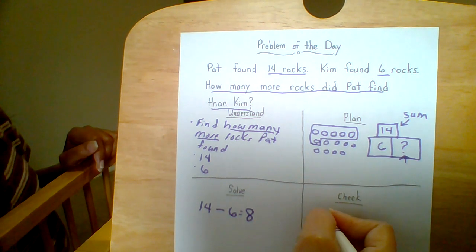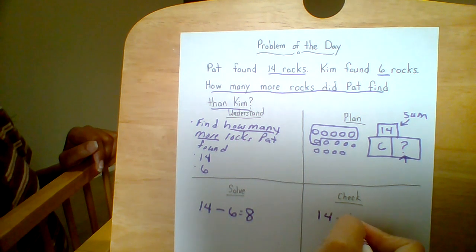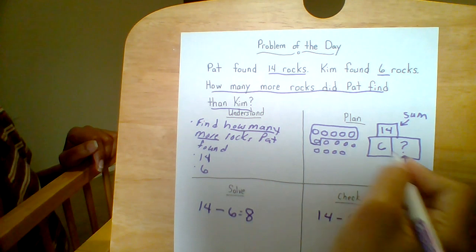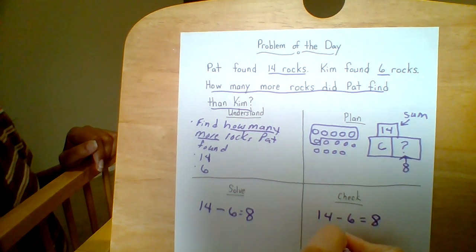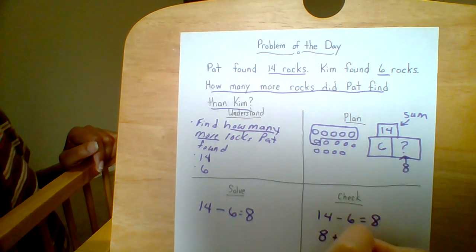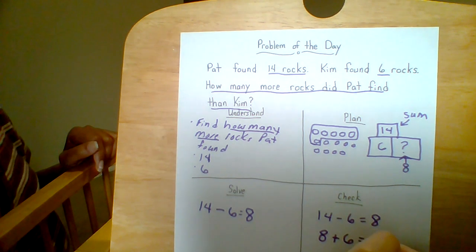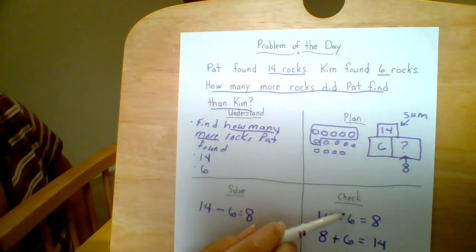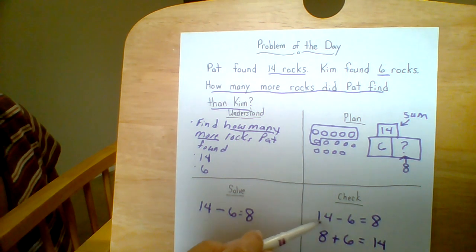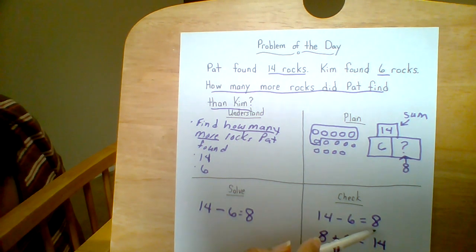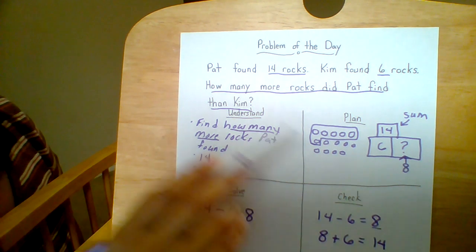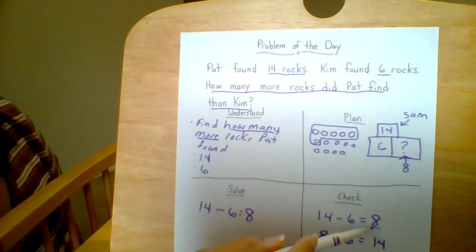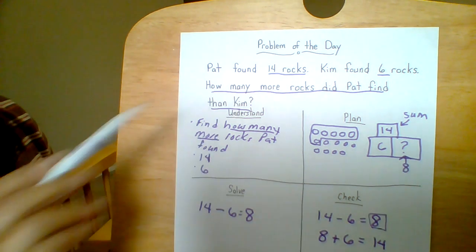So when we go to our check, we're going to use our fact families. 14 minus 6 equals 8. And when I take the 8 and I put it back with 6, I get my total back of 14. So the difference when I take 6 from 14, because Kim found 6 rocks, and when we take it from the 14, the amount that Pat found, the difference is 8. So we go back to our question, how many more rocks did Pat find than Kim? Pat found 8 more rocks than Kim found.